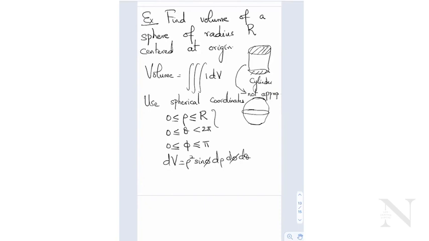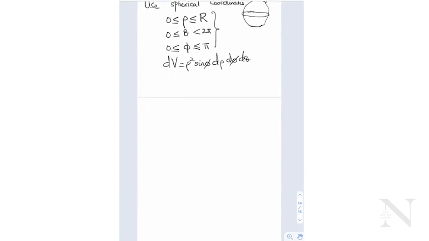The good thing is all these are constant limits. There is no rho dependence on theta or phi, or phi depending on theta or rho. All of them are separate. So as soon as we write the integral, we can separate it out. So the volume would be the integral from 0 to R of rho squared d rho, times the integral from 0 to 2 pi of d theta, times the integral from 0 to pi of sine phi d phi, because it's the triple integral of 1 dv, and all the three components separate themselves because they're not related to each other.